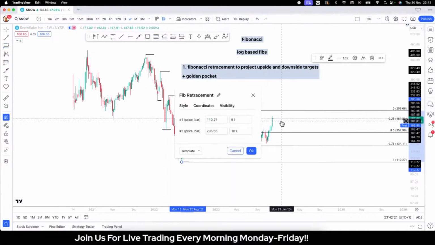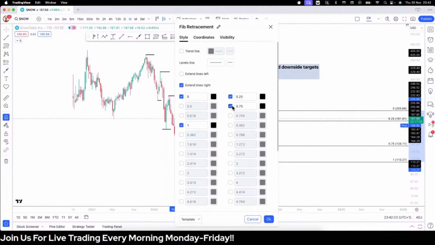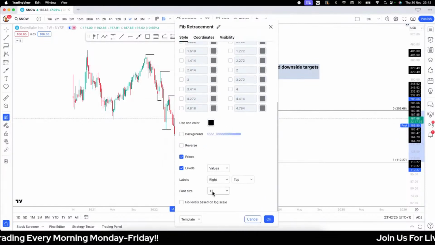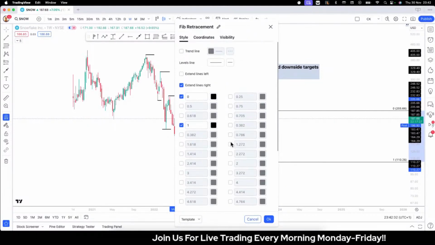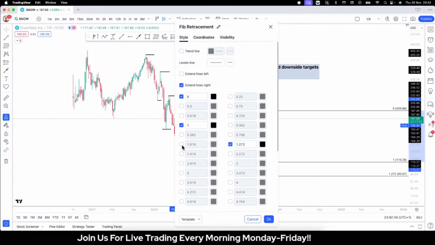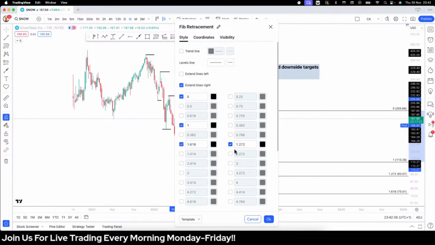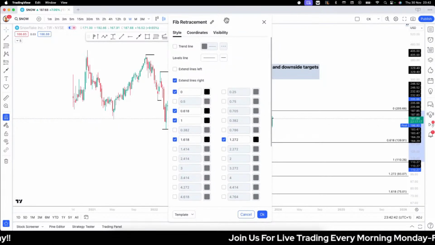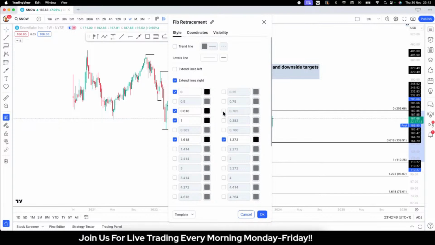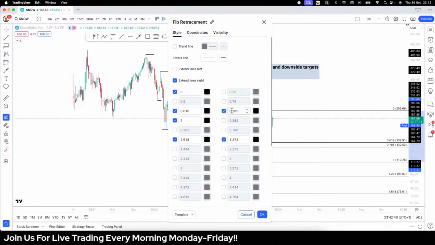I'm going to quickly get this out because this is not the use case that I want. It's Fib levels based on log scale. So you want to double click your Fibs and make sure that this is based on log scale. What we are going to use is the 1.272 and 1.618 Fibonacci levels, and then the 0.618, and one Fib that is not standard, but if you're on TradingView, you can create your own Fibs here. The 0.705, right? That is an important Fib that I use, and I'll explain why in just a second.